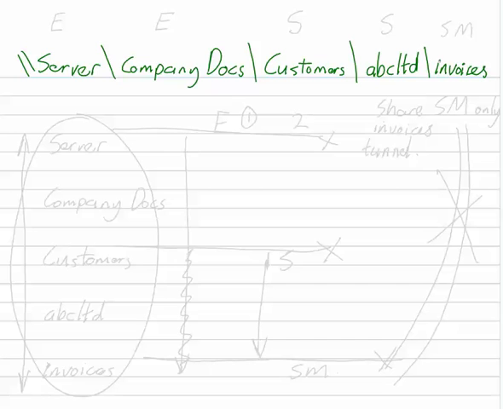Now let's assume that everybody has to have access to the server. Obviously everybody has to have access to company documents. Only the sales team can have access to customers, and in the sales team all the sales people need access to ABC Limited, but only the sales manager needs access to invoices.